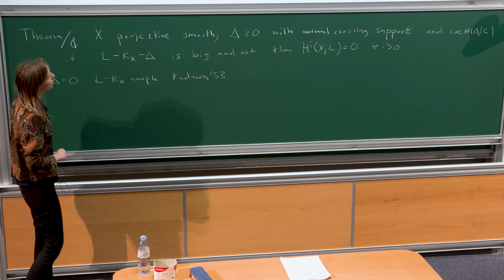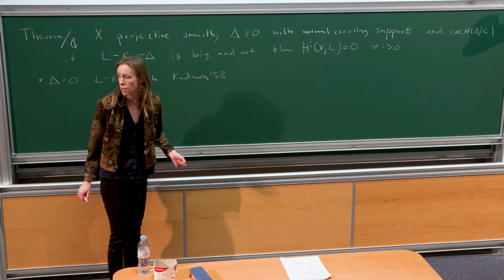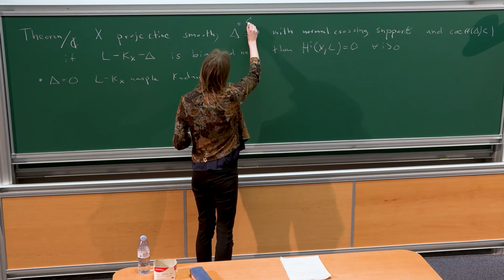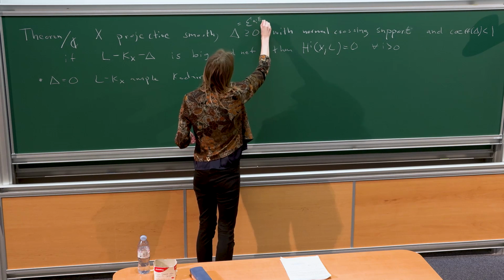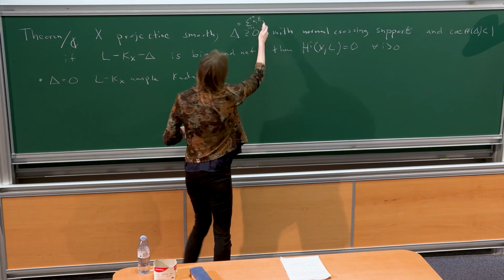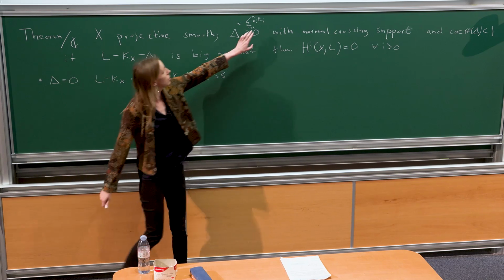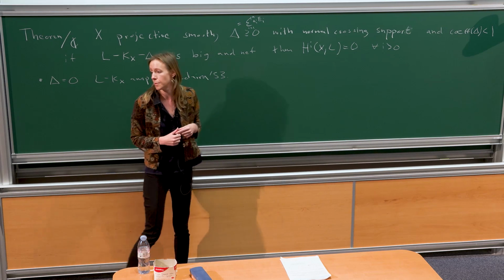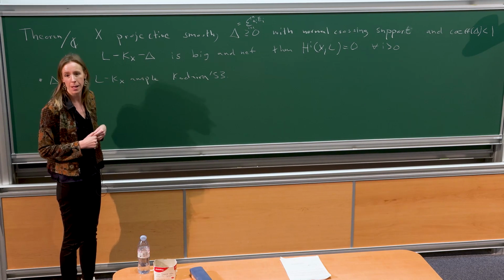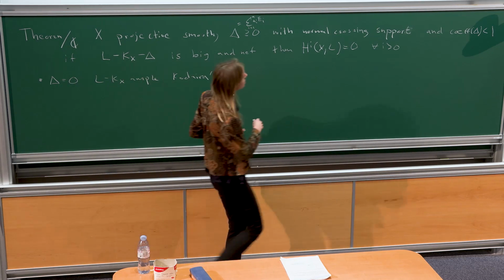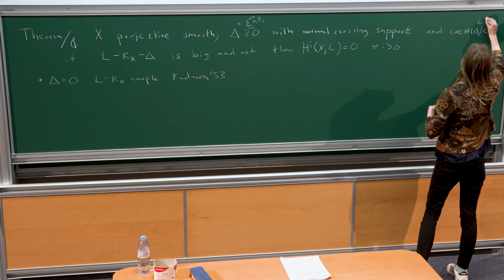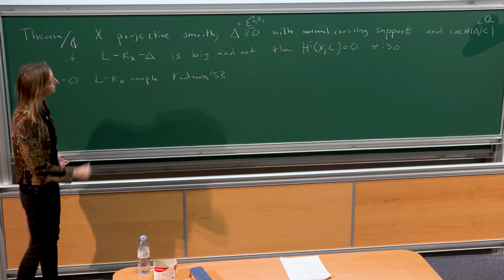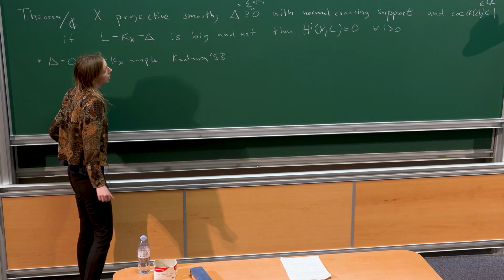So, what does it mean that the coefficients are less than 1? So this is a divisor, so it is a sum of some reduced divisors with coefficients, and these coefficients should be between 0 and 1. Rational numbers? Yes, you can also have irrational numbers.